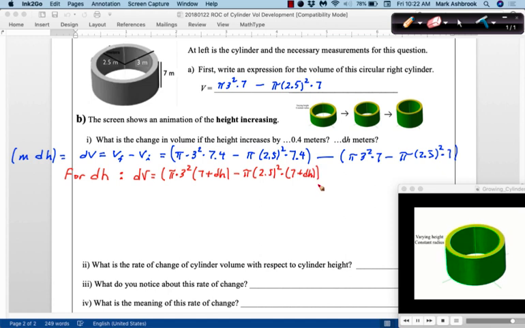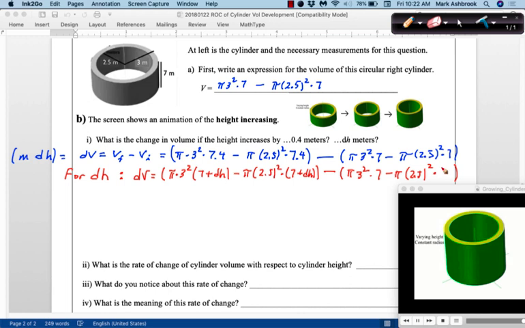So far I've written the final volume if the height increases from 7 and then increases by dH. So your final height is 7 plus dH. Does it make sense? Minus what? Same thing. Starting is the same.